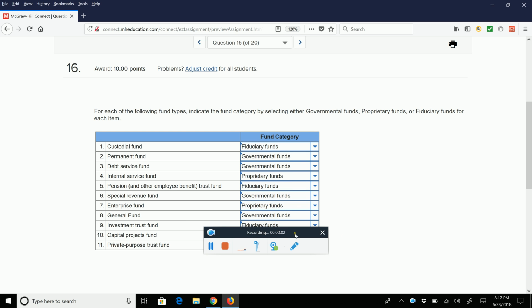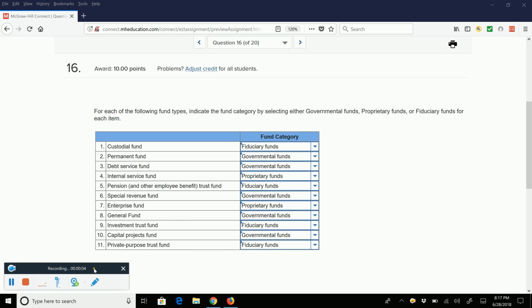Hello everyone. In these homework exercises, we're going to go through Chapter 2 concepts. Once again, Chapter 2 is pretty much a continuation of Chapter 1, in that we're just laying out a macro view of governmental accounting.